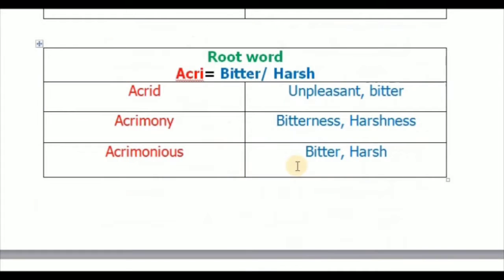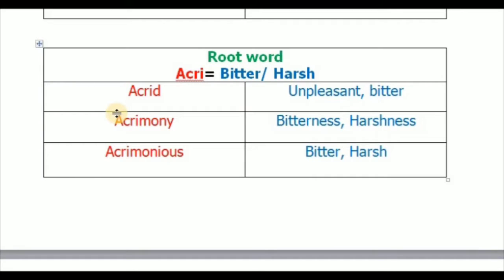Next root word, acri, which means bitter, harsh. The first word containing the root word acri is acrid, which means unpleasant and bitter. Acrid smoke, acrid taste. Example: the pizza we bought from Pizza Hut was acrid in taste.